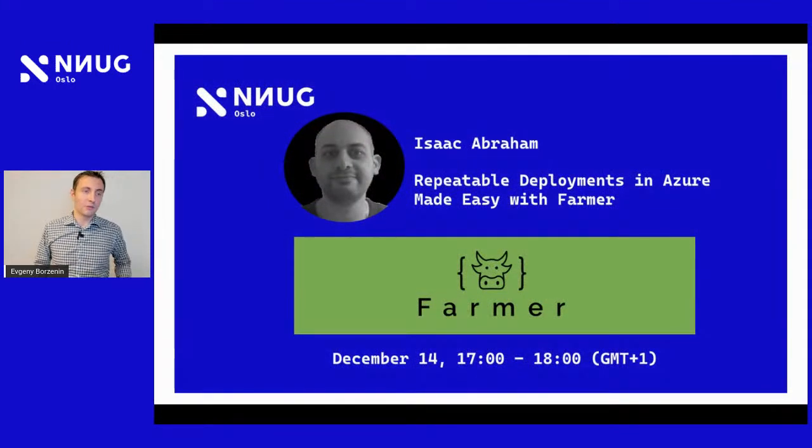Today I'm really happy to announce Isaac Abraham, who will talk about repeatable deployments on Azure with Farmer. The first time I heard about Farmer was in June this year, and I wish I had known about this product at least half a year before, because if we had known about it when we started to make infrastructure as code decisions in our project, most likely we would have made completely different decisions. So I'm really excited to see what he will present today.